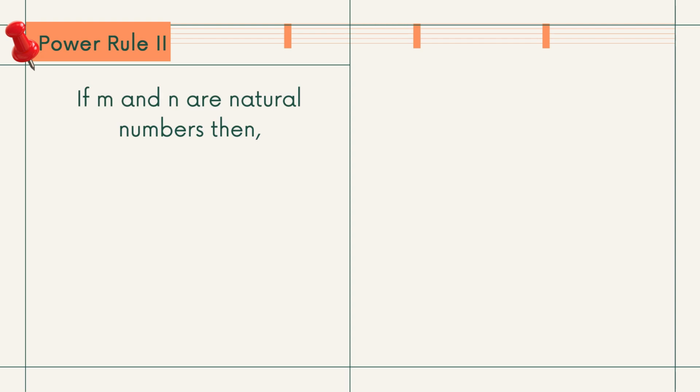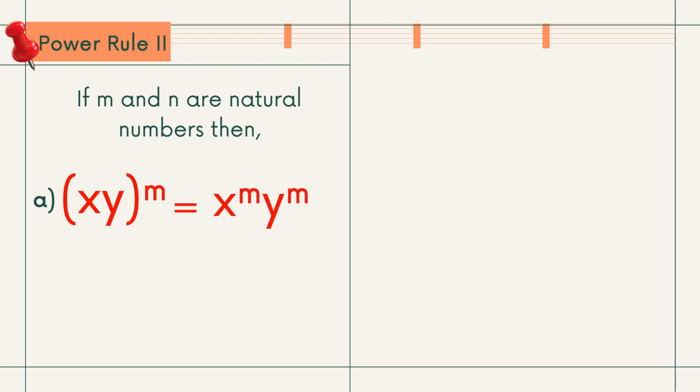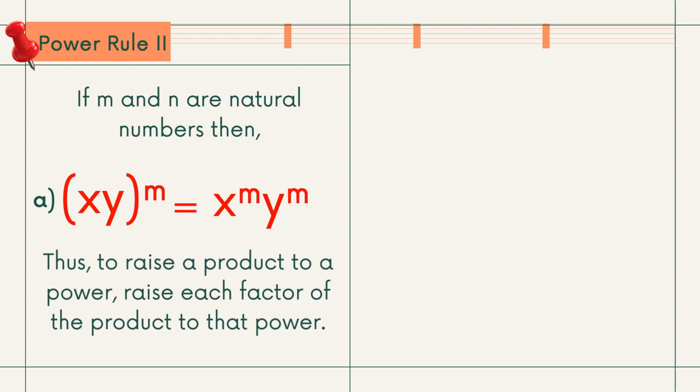Next, we're going to discuss the power rule 2. This is divided into 2. The first one is for product and the second one is for the quotient. First, we're going to discuss the product. So, if m and n are natural numbers, then the quantity xy raised to the power of m is equal to x to the m times y to the m. Thus, to raise a product to a power, raise each factor of the product to that power.